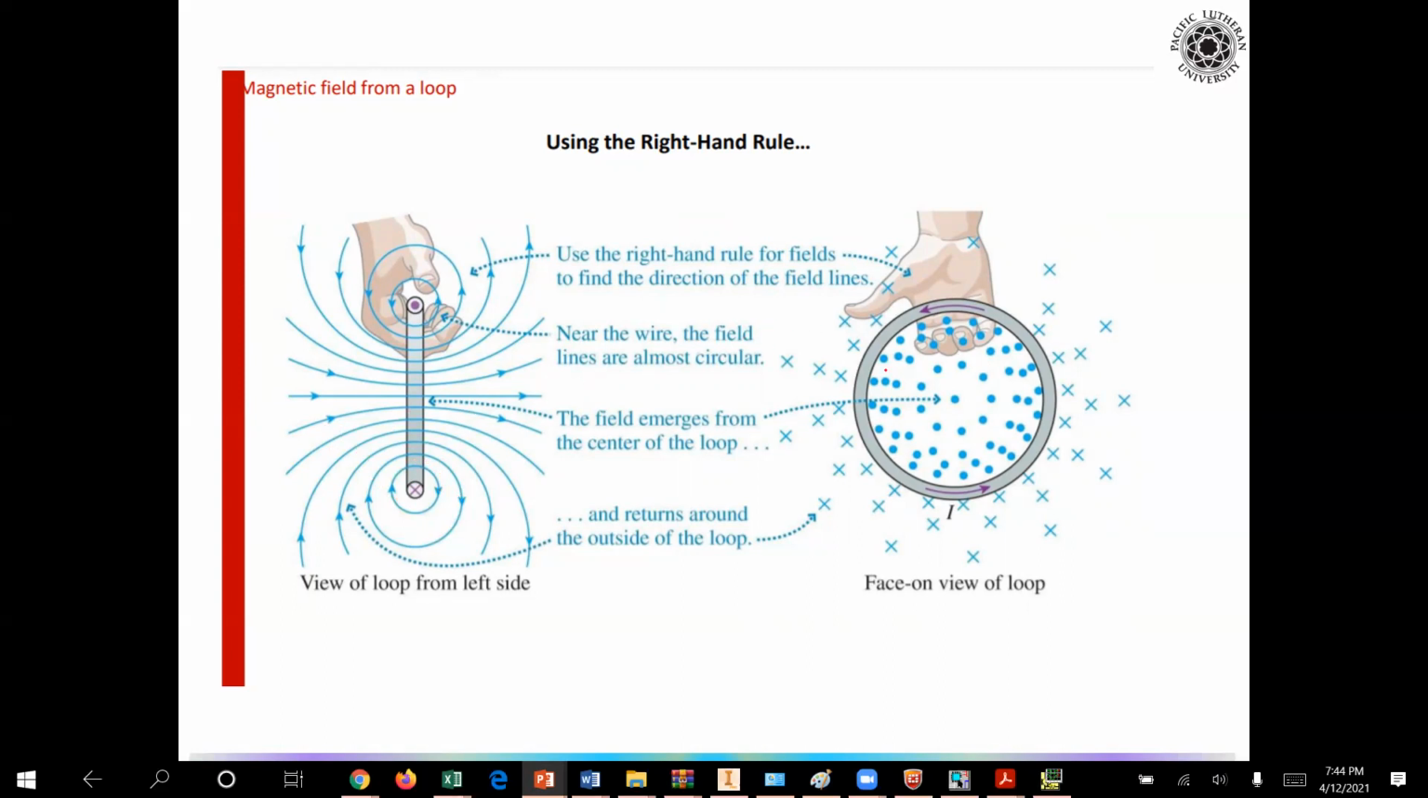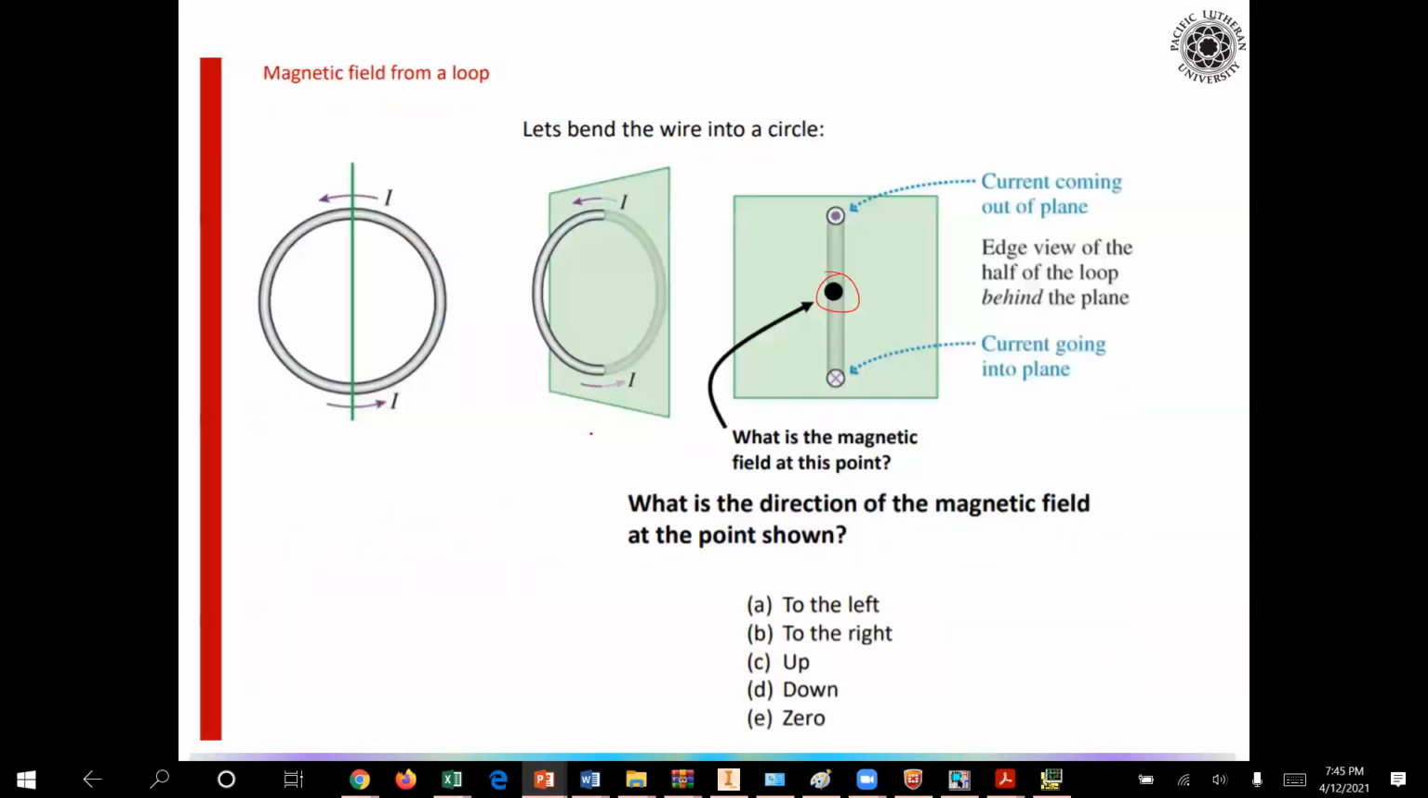So as a generalization, here is the loop. All the magnetic field inside the loop points out, and all the magnetic field outside the loop points in. Back to our question, based on this representation, we find the magnetic field direction at this point will be to the left.